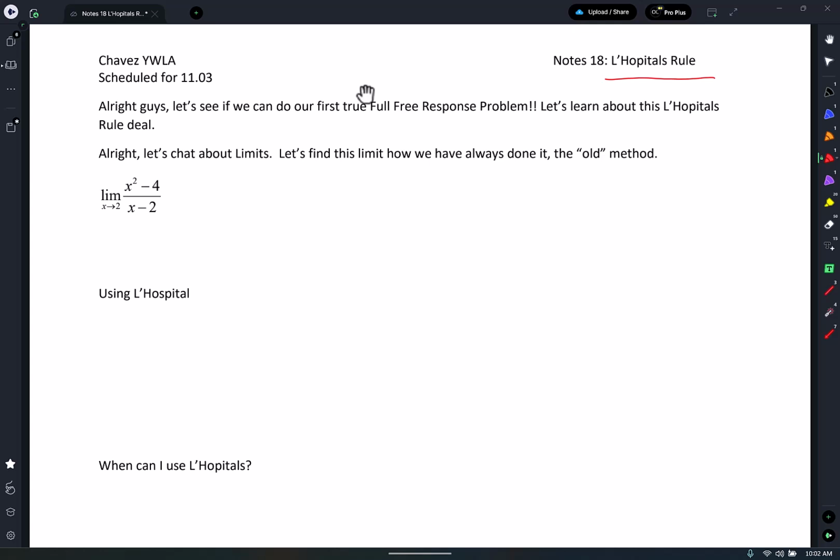L'Hopital, the person, didn't actually invent L'Hopital's rule. He just came across it, and then he wrote it in his notes, and then someone looked at his notes and said, oh, we're just gonna call it L'Hopital's rule. But L'Hopital didn't create it. I'm not a history buff. You guys check it out, learn about who the actual creator of L'Hopital's rule was. All right, how do we use it?